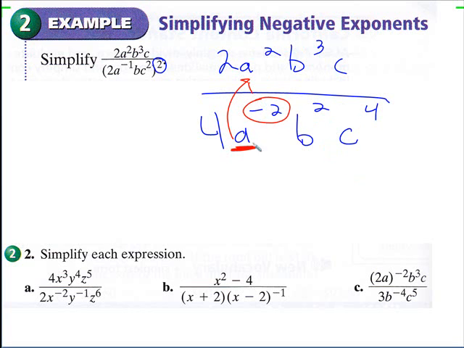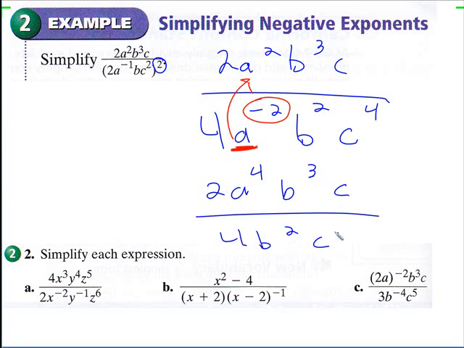In order to do that, you've got to move the base. If it's in the denominator, move it to the top. If it's in the top, you move it to the bottom. So you're going to end up with 2a to the fourth, b to the third, c. On the bottom, you have 4b squared, c to the fourth.